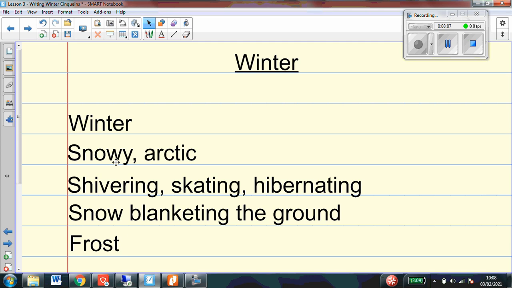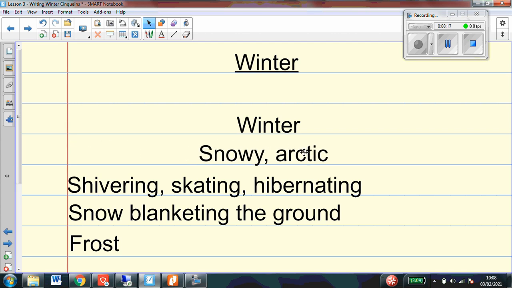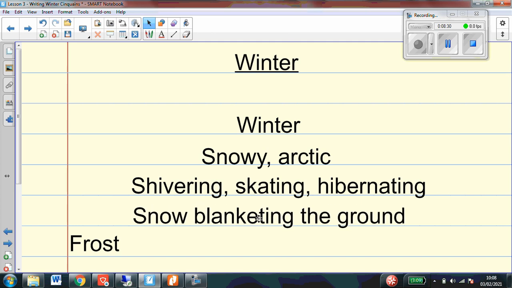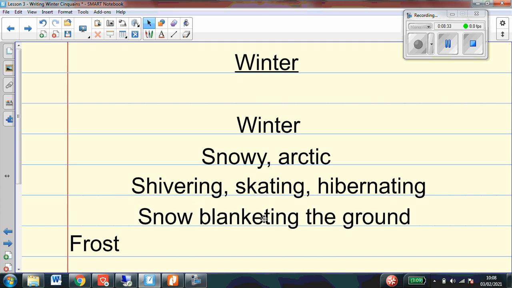So I've got my lines here. My first line is winter, so I'm going to put that into the middle of my page. My second line, snowy Arctic. So I've got to get it looking like a diamond so it's all central. My third line, shivering, skating, hibernating. There we go, that looks central to me. My fourth line, snow blanketing the ground. And that fifth line, frost. There we go.